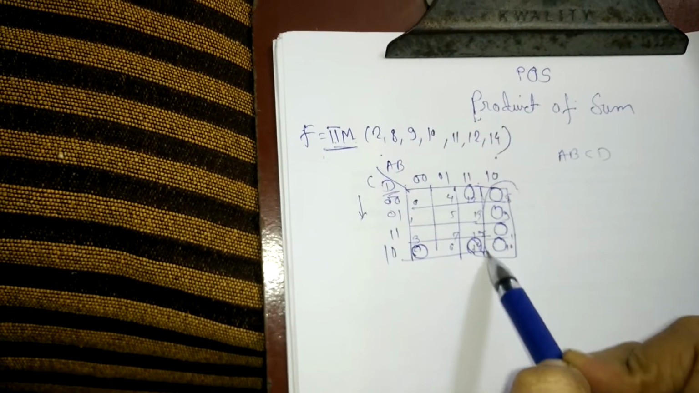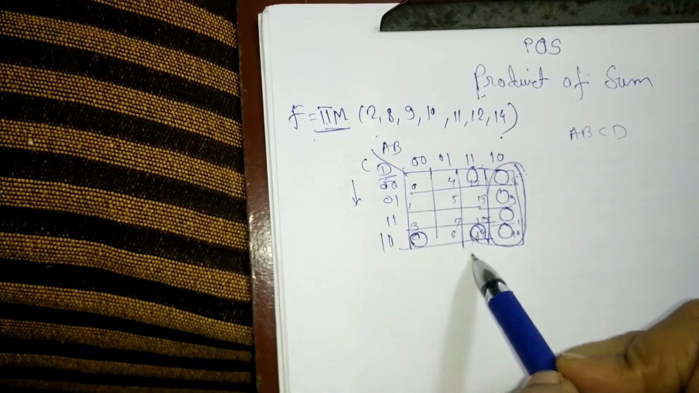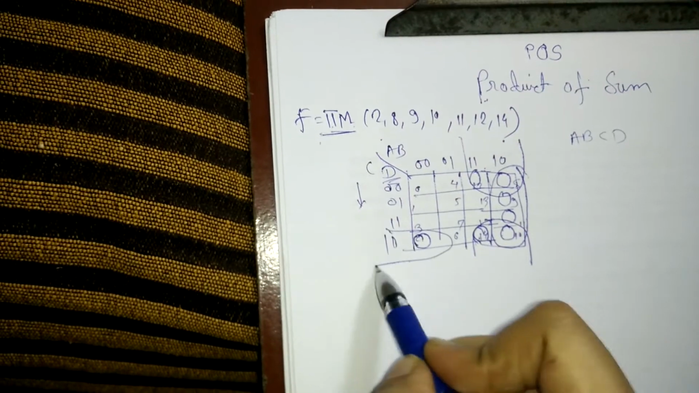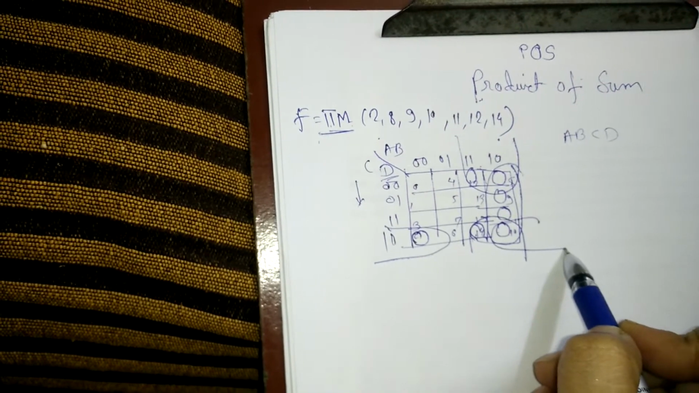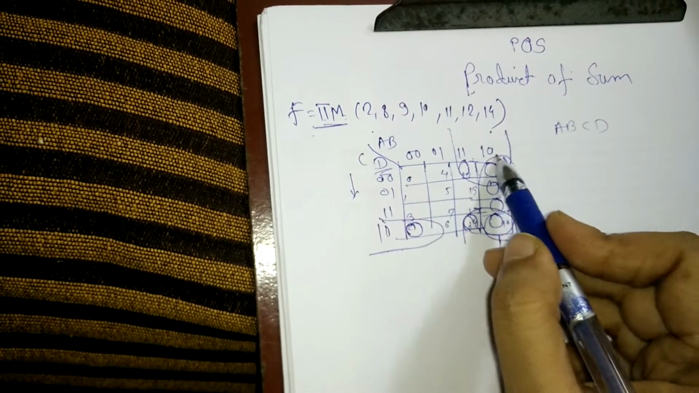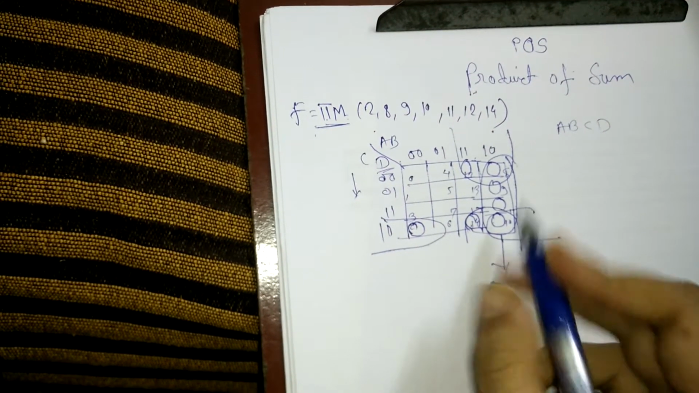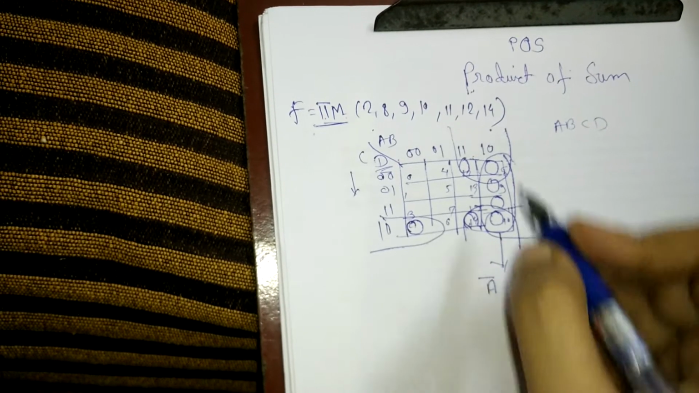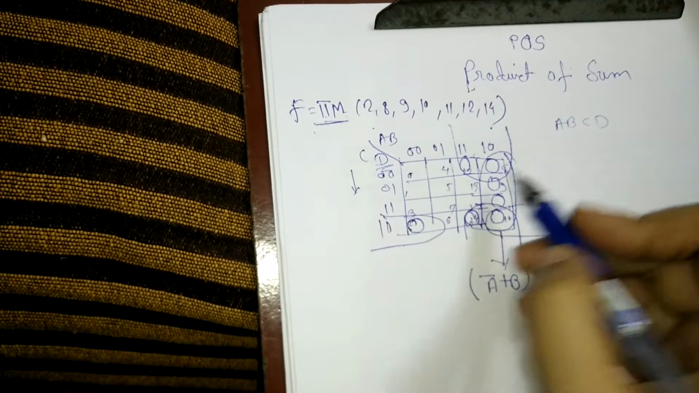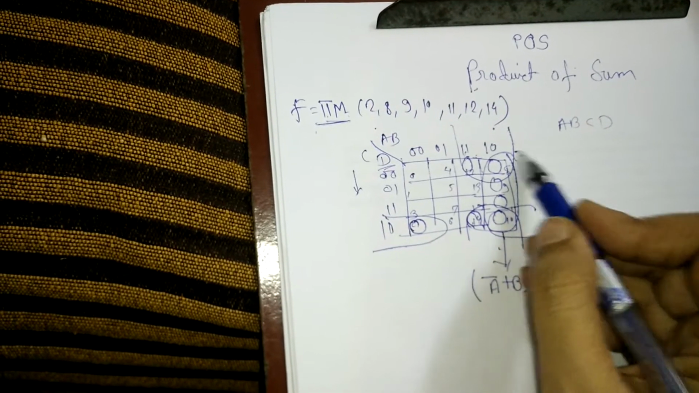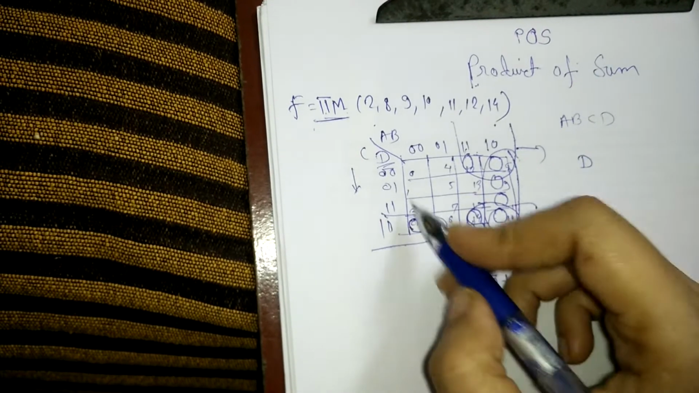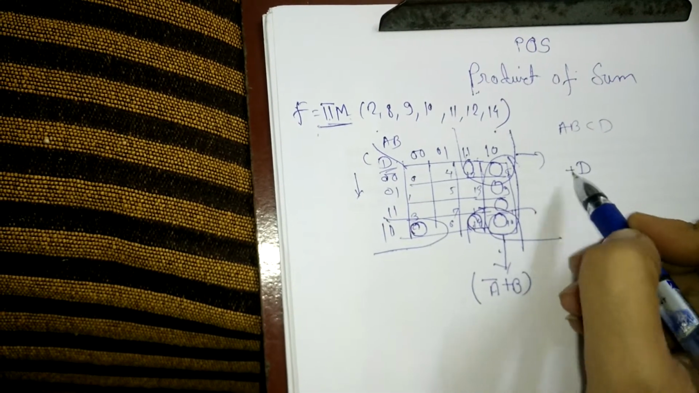Now here we can see that we can make a group of 4. Also we can make a group of 4 for this one, and we can make a group of 2 for this one. So here in the first group of 4, A and B are constant, but A is represented by 1, so bar will be given, whereas B is represented by 0, so B will remain as it is. Then we are having a group of 4 where the 0 is constant, that is D, and so D will be taken as it is.